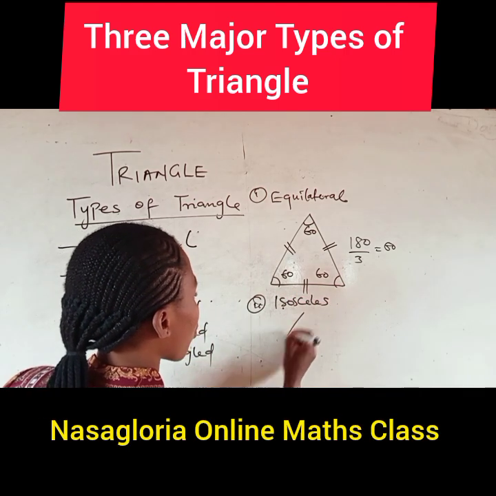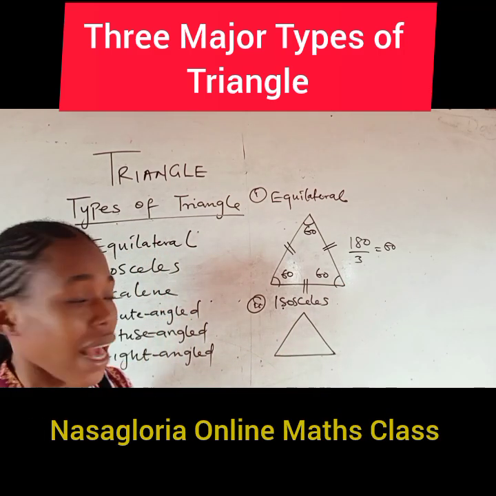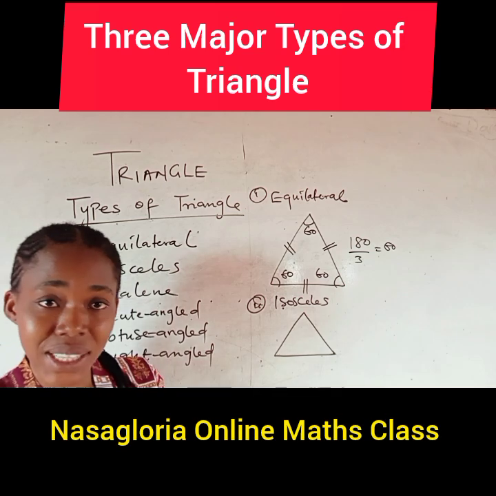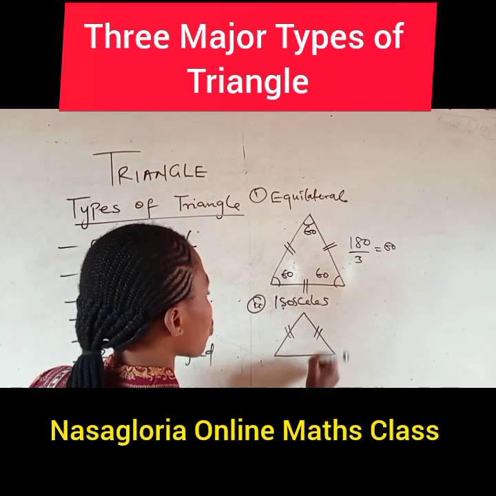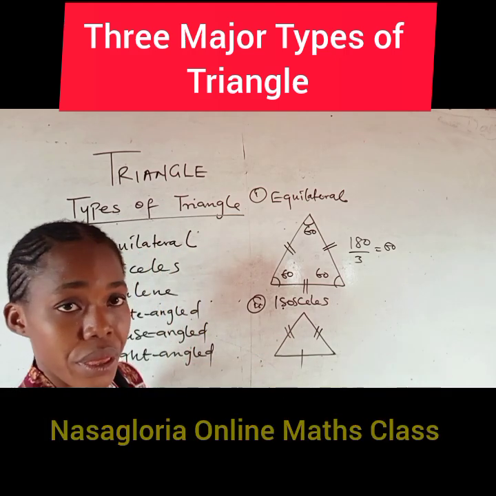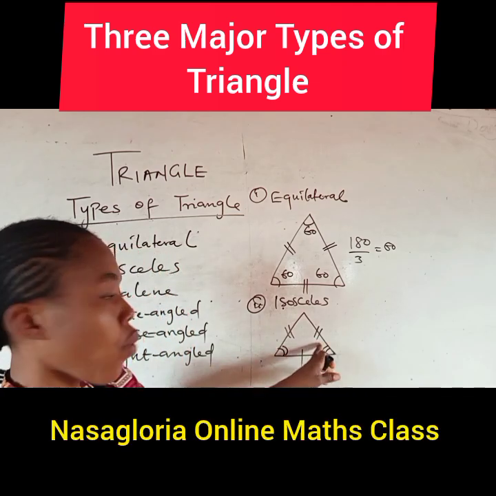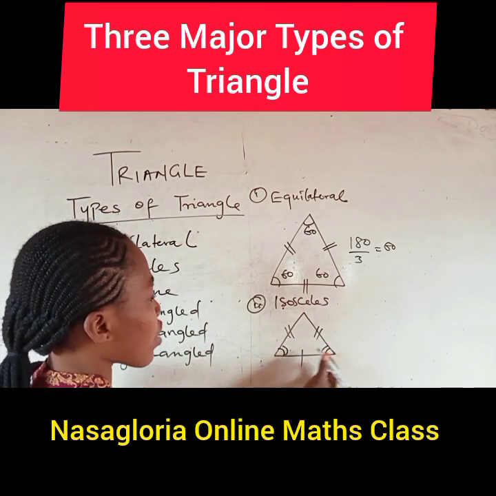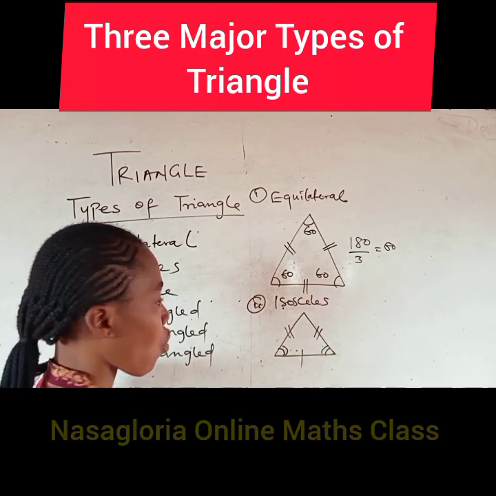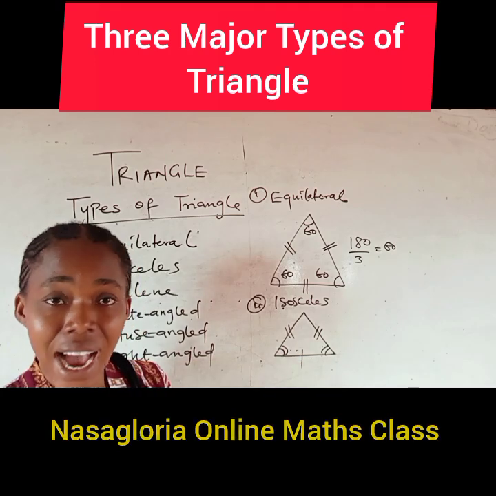Isosceles triangle. Okay, in this type of triangle, only two sides are equal and two base angles are equal as well. Okay, here the two sides are equal. This one is not equal with them. We have two equal what? Two equal base what? Angles. Okay, the base angles are equal and the two adjacent sides are equal.